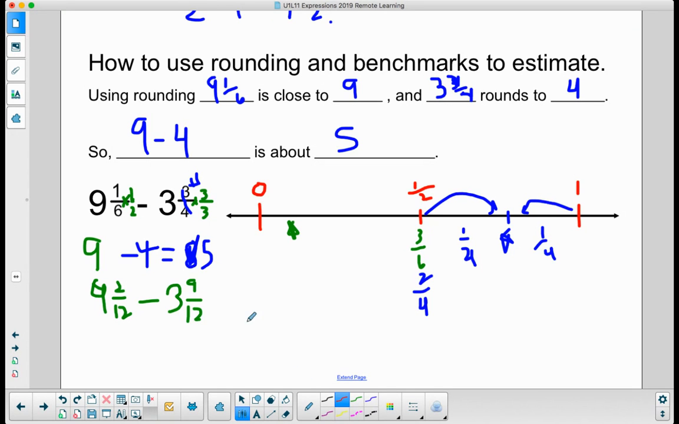Now, 2 12ths subtract 9 12ths. All right, I don't want to go in the negative, so I'm going to have to get some more here. I'm going to ungroup one of my wholes. That's going to give me 12 more 12ths, plus the 2 I already had makes 14 12ths. 14 subtract 9 is 5/12.